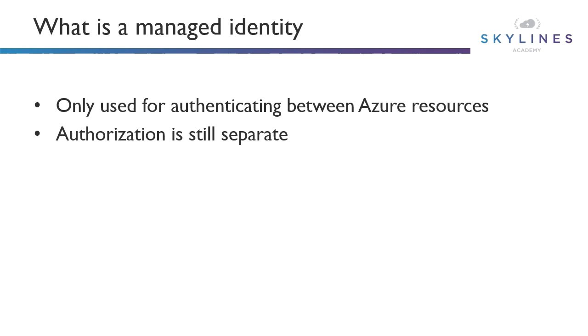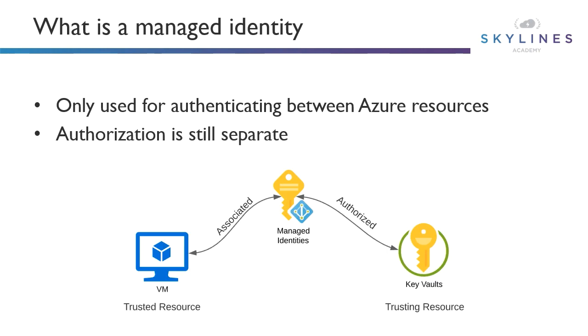You can see in this example we have a trusted resource on the left, which is a virtual machine. We have a managed identity in the middle and a key vault that's on the right. We have associated that VM with the managed identity. We have also authorized the managed identity to have certain permissions on the key vault. By completing both of these actions, the virtual machine is now able to talk to the key vault and, depending on how the authorization was configured, can access whatever resources were provided to it.